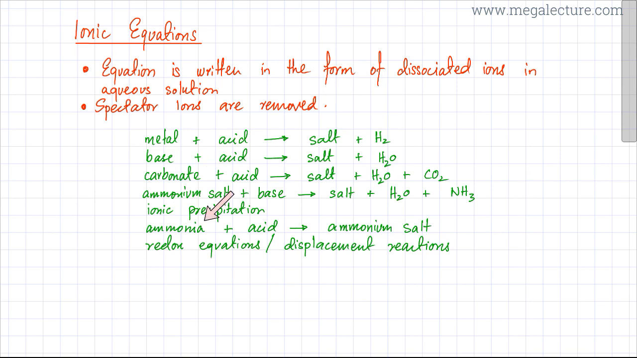Now all these different reactions, or any reactions that you have so far studied, can be converted into ionic equations. So we're going to learn how to convert any of these classes of reaction, or any reaction that you've studied so far, and we're going to learn how to write an ionic equation for that reaction.